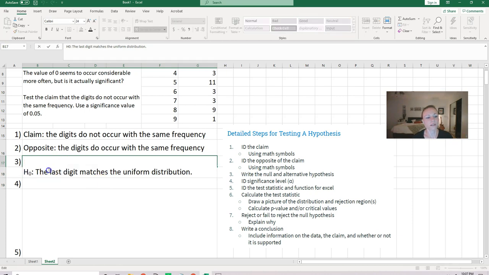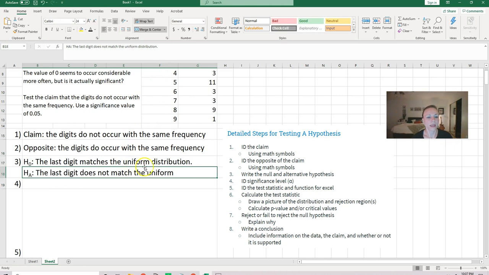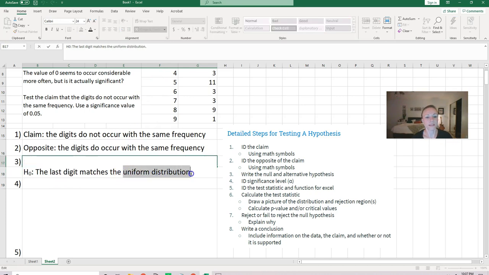What will change is what the data set is. In this case, it's the last digit. So you'll have to get whatever data set you're looking at, and what distribution it is. In this case, we're saying that they're all the same, so it's a uniform distribution. But in other cases, it might be a different distribution, like the chi-squared or the normal distribution. Or if it's a distribution that matches a different data set, then you would just say the given distribution.